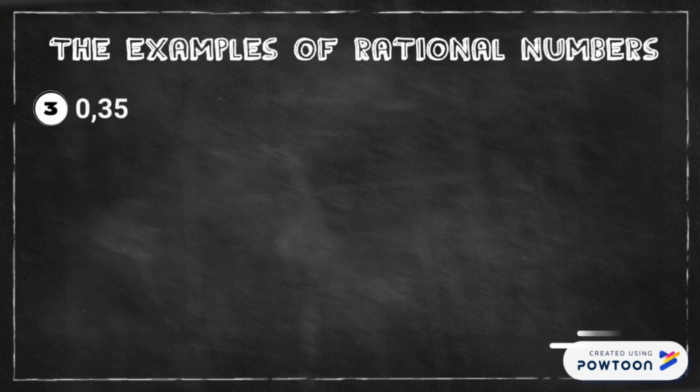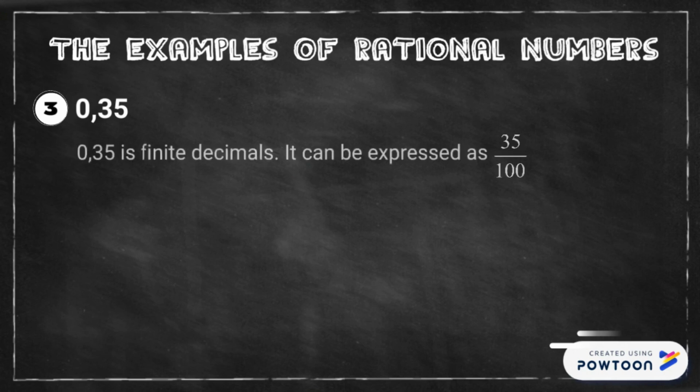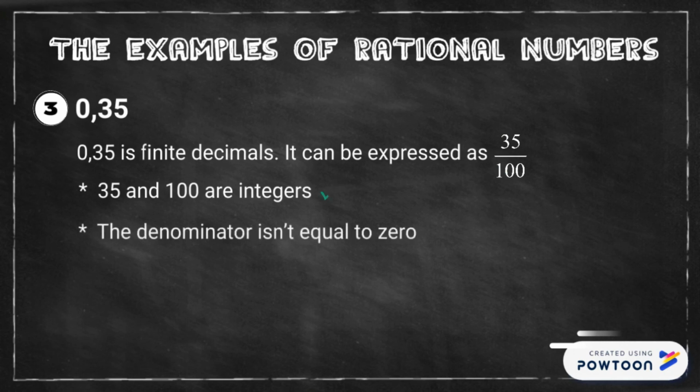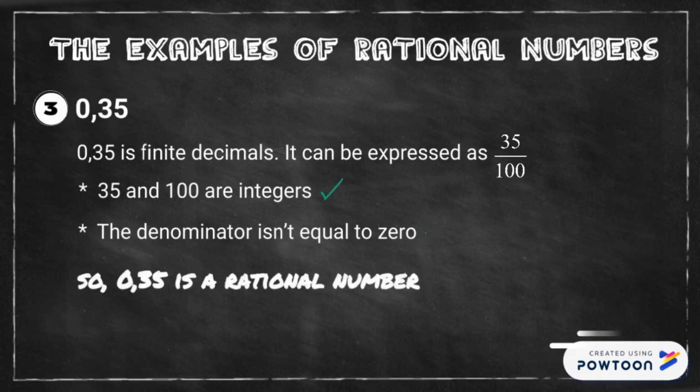Number 3. 0.35. 0.35 is a finite decimal. It can be expressed as 35 divided by 100. From the fraction, we can see that 35 and 100 are integers and the denominator isn't equal to 0. So, 0.35 is a rational number. Okay, we already learned about the definition of rational numbers and the examples of rational numbers. Next, we are going to learn about comparing rational numbers.